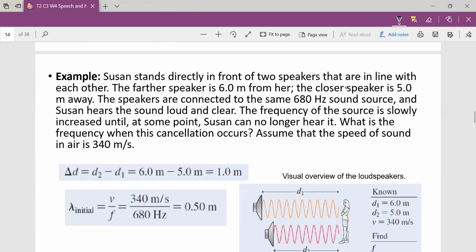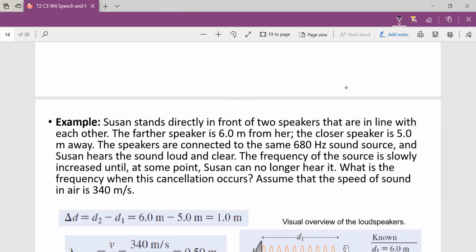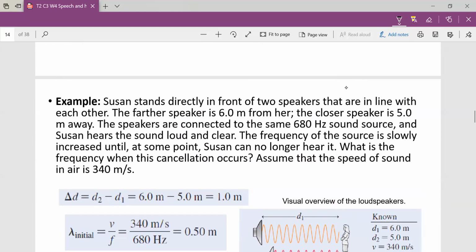All right. We'll see this example, then we'll look at what happens with the spherical interference or superposition as well, just as we've seen for the first one.